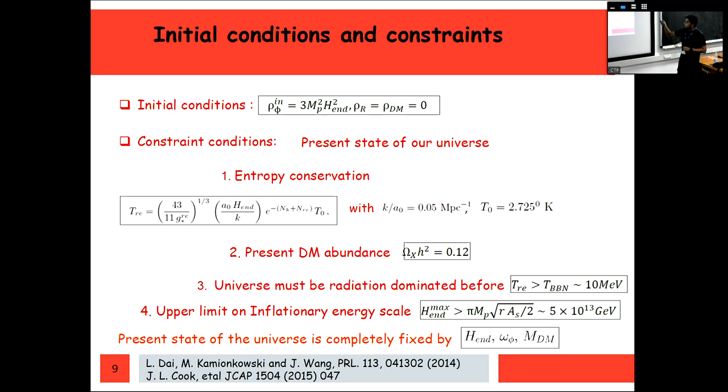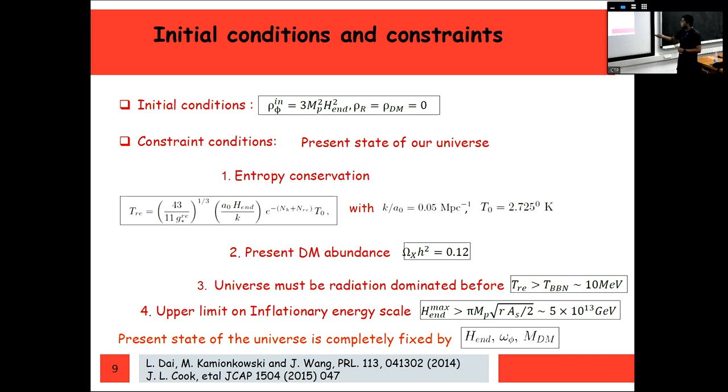Then secondly, we consider the constraint from the entropy conservation. If we consider the standard assumption that at the end of the reheating all the entropy is generated, we can consider the comoving entropy density to be conserved from the end of the reheating to the present time. Then we can relate this reheating temperature to the present temperature in this way. And for a particular CMB pivot scale, 0.05 Mpc^{-1}, we can connect this reheating temperature with the present temperature through epoch by epoch.